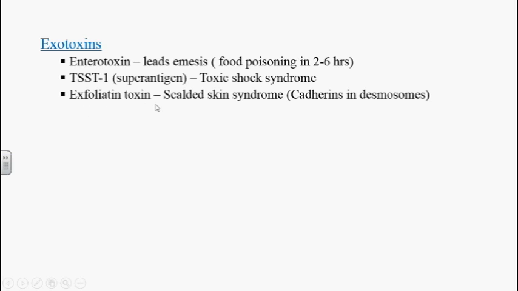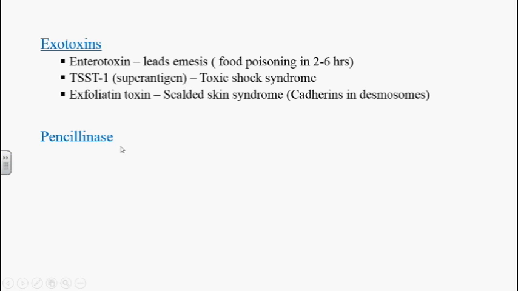Exfoliatin toxin. Exfoliatin toxin, which is secreted by Staphylococcus aureus, can damage the cadherins in desmosomal connections. Whenever they damage the desmosomal connection, we can see scalded skin syndrome, peeling of the epidermal part, especially from the stratum spinosum. You can start to see the peeling of skin, discoloration of the skin, which ultimately leaves a red glistening area on the skin tissues. And this scalded skin syndrome is majorly seen in children, and it is also referred to as diaper rash.